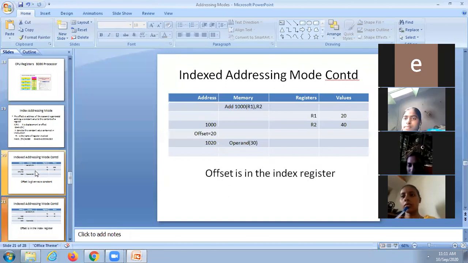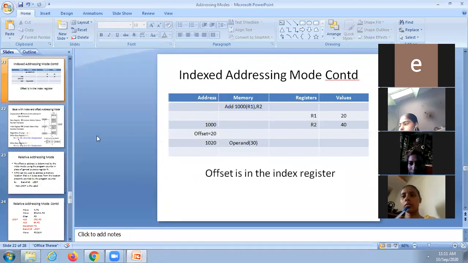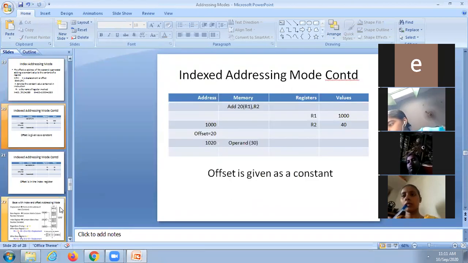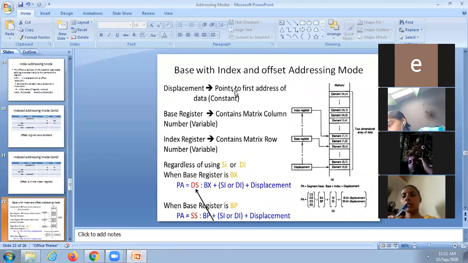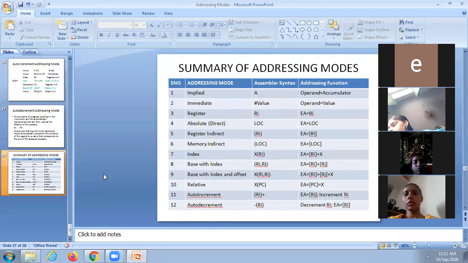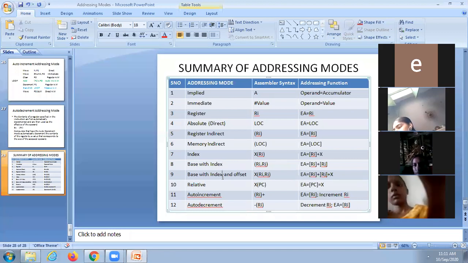Both are okay. These two are different examples. If you are thorough with these two, the remaining three will be very easy. Why? Because this is base. Here I have not mentioned that, I will come to this. Here index addressing mode, then base with index, then base with index and offset.